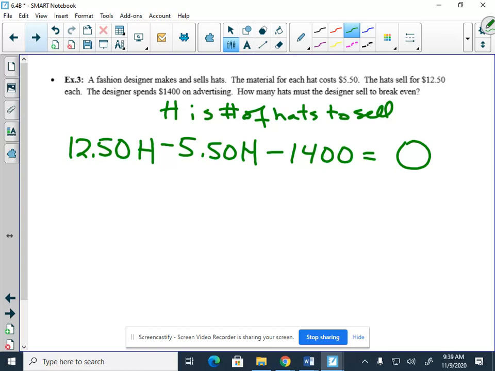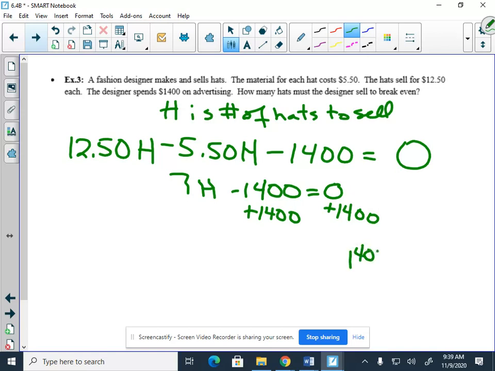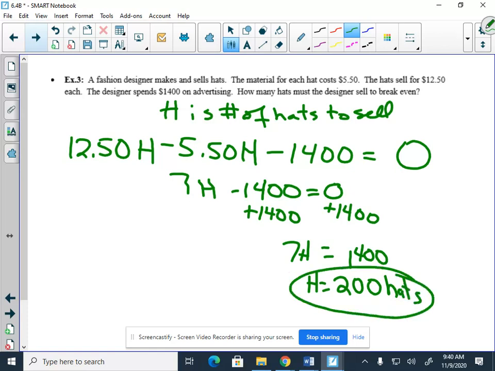So if we take this one minus this one, we get 7H minus 1,400 equals 0. We add 1,400. The reason we put those together, they're like terms. So we get 1,400 equals 7H. And we divide. We get H is 200 hats. Divide by 7.